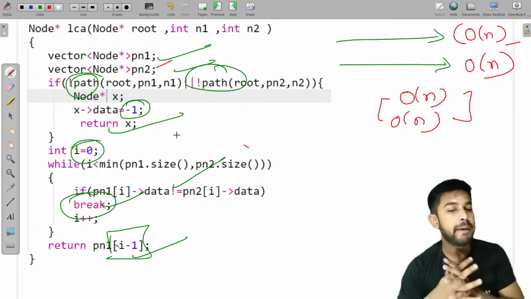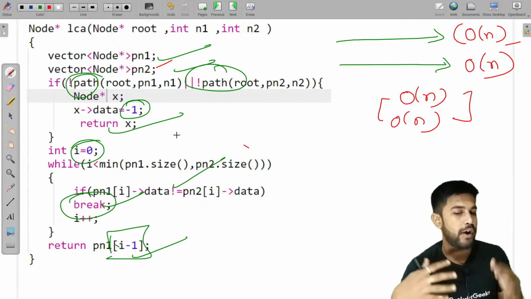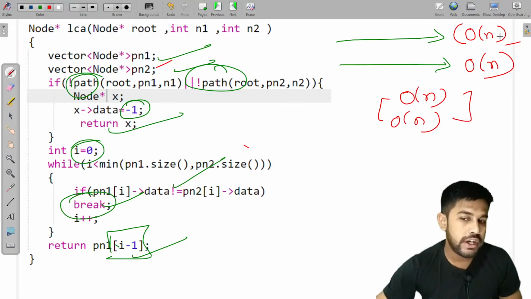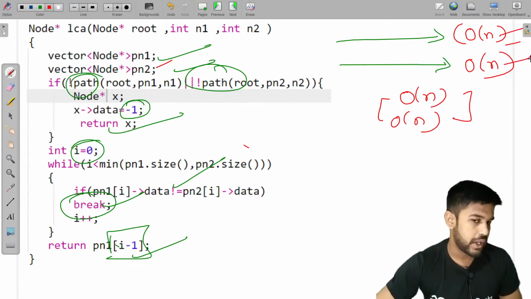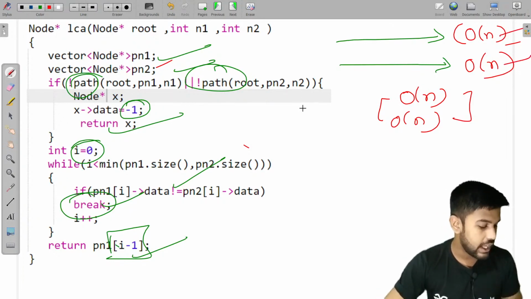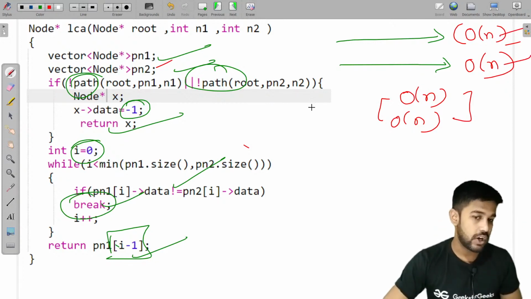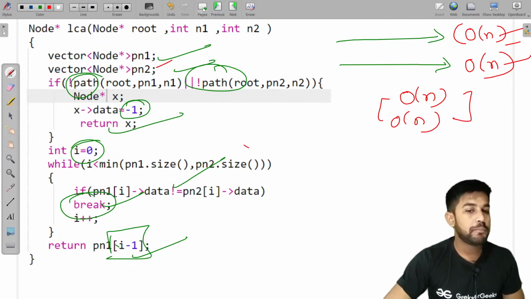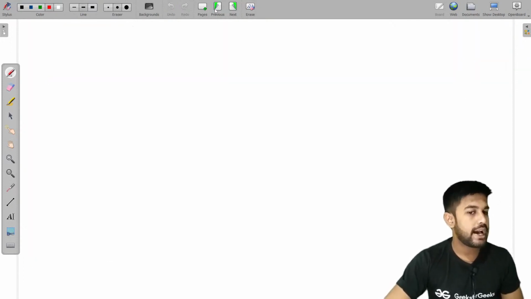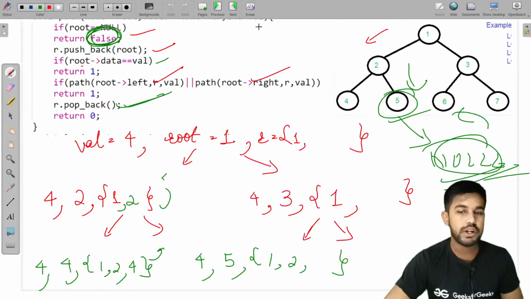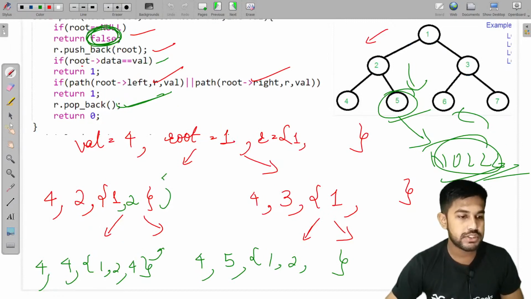Is there a better alternative to this? Can we perform better than this? This is already big O of n, but we need two traversals and extra space is required. Can we do better than this or not? Yes, we can do better than this. How and why, I would explain to you. So first let me copy this.